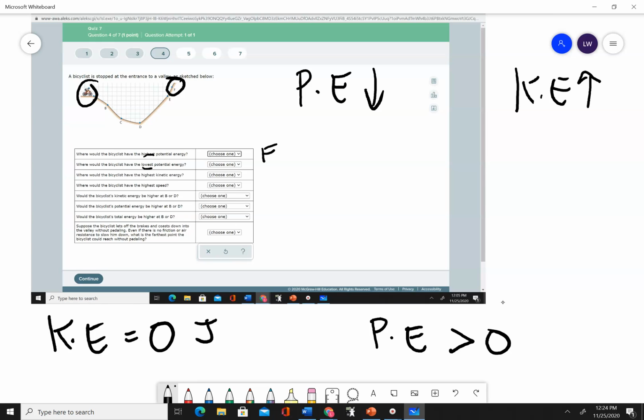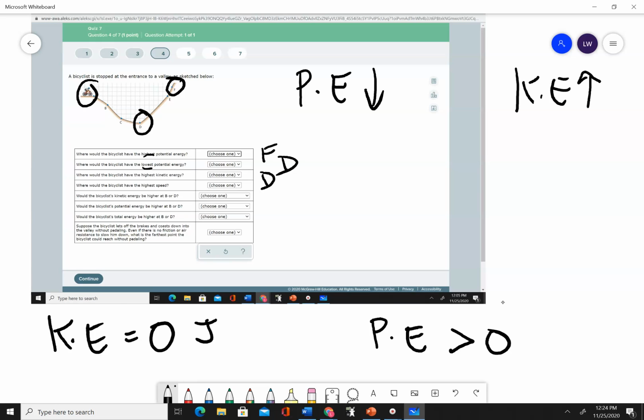Where would they have the lowest potential energy? That is when they have the least height above the 0 position, and pretty obviously that's going to be D. At that point, they're going to have the lowest potential energy and the maximum kinetic energy, which is good because that's the next question. It says, where would the cyclist have the highest kinetic energy? And so that's going to be D as well.